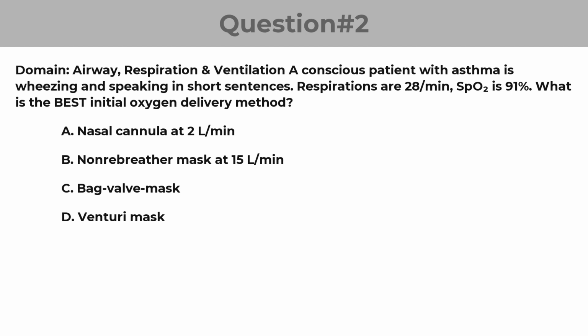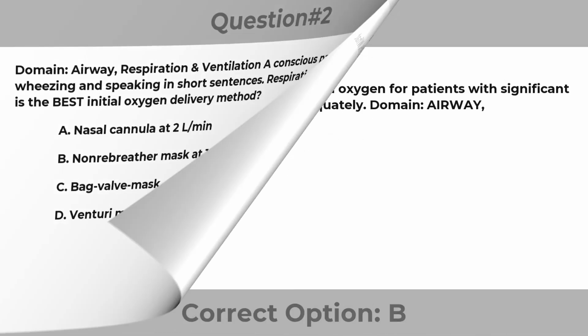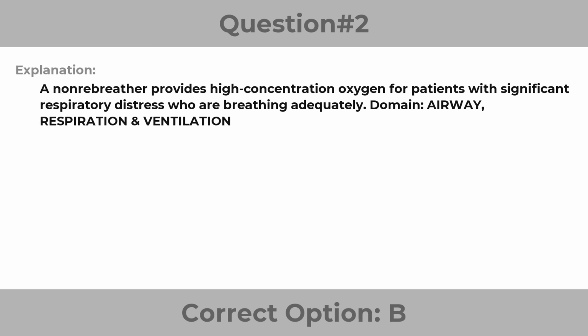A. Nasal cannula at 2 liters per minute. B. Non-rebreather mask at 15 liters per minute. C. Bag valve mask. D. Venturi mask. Correct answer, B. Explanation: a non-rebreather provides high-concentration oxygen for patients with significant respiratory distress who are breathing adequately.